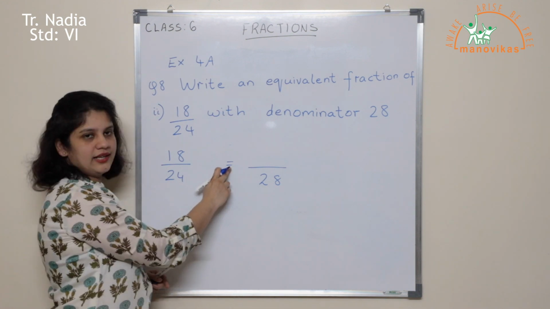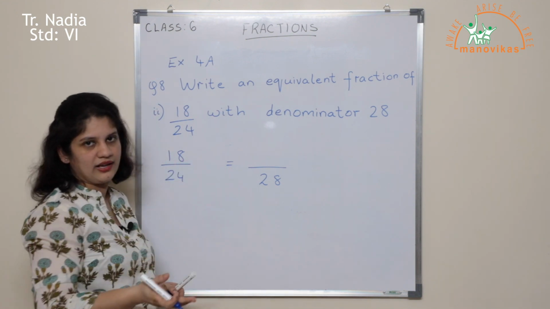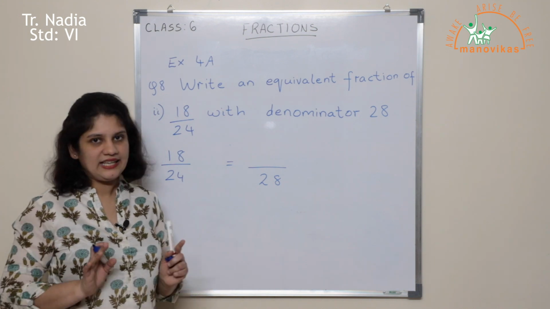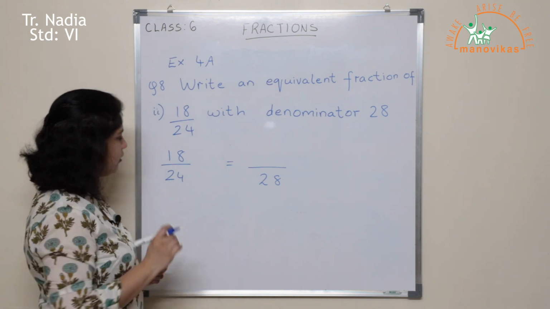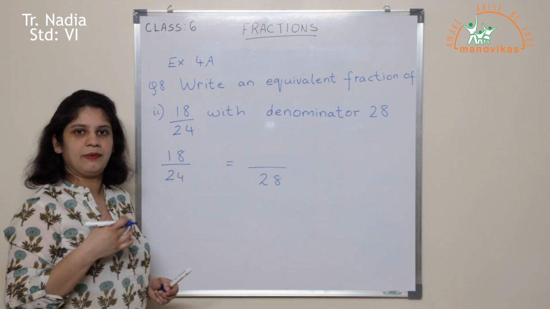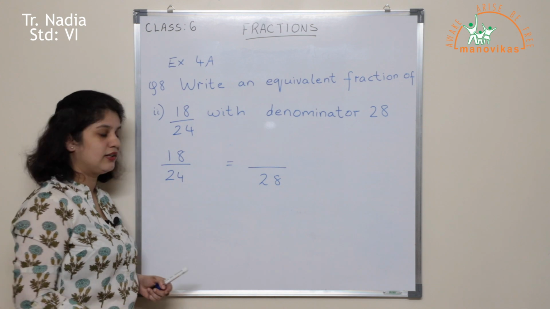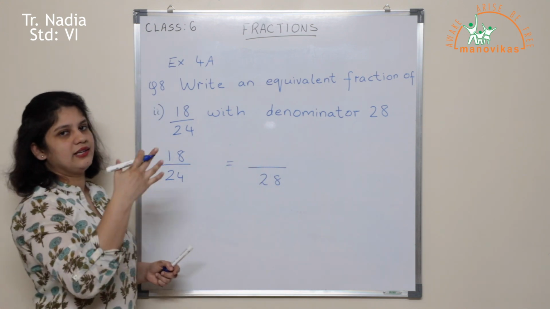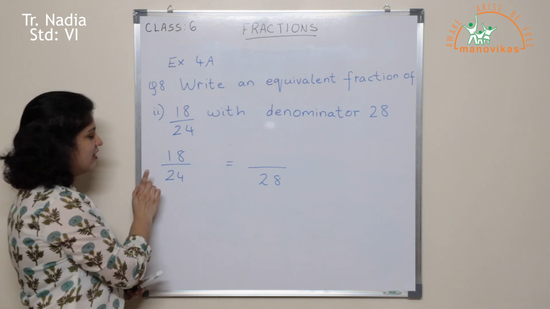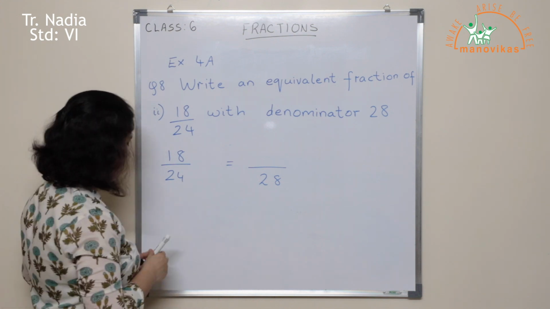This is equal to sign I am putting because I am getting an equivalent fraction, and you all know that equivalent fractions are basically all equal in value. But now the problem is from 24 I cannot get 28. 24 multiplied by any number will not give me 28, nor 28 divided by any number will give me 24. So again, in such situations, reduce your original fraction.